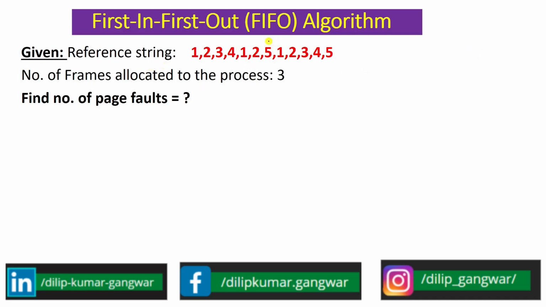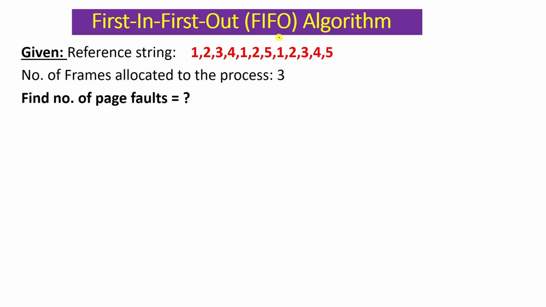So let's understand our first page replacement algorithm, that is first in first out, or the FIFO page replacement algorithm. In any page replacement algorithm, we will be given some things and we will be asked something. What are we given? We will be given a string or group of page numbers. That group of page numbers is called the reference string.